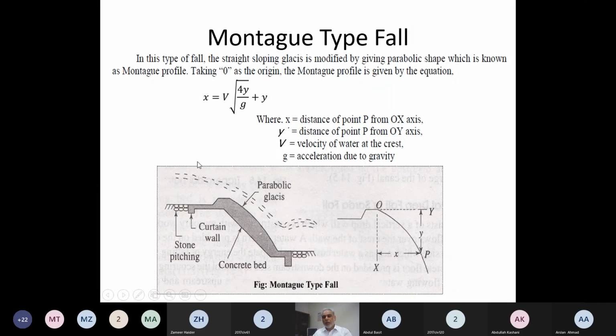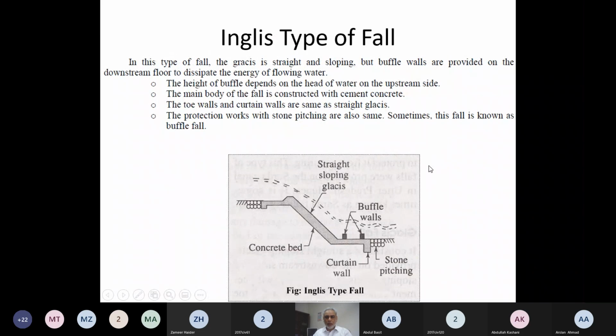He thought that the vertical acceleration can be dissipated through providing a curved glacis instead of a straight glacis, and the curvature can be decided based upon this equation: x is equal to b into square root of 4y over g, and its I think derivation is available in the book if somebody is interested. Its derivation is there in Iqbal Ali book.